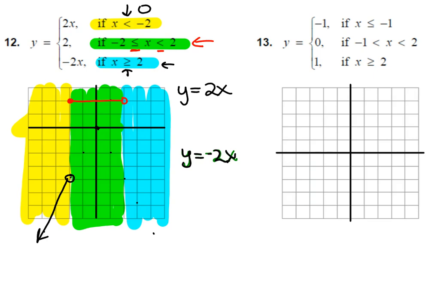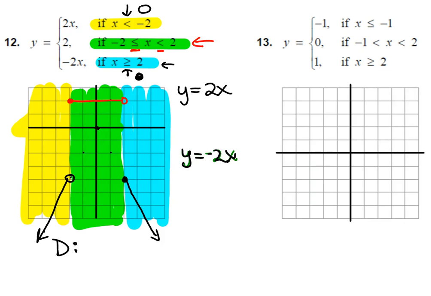I have a greater than or equal to, so that tells me I'm going to have a solid circle on the line. And then I'm just going to connect the dots. So now I have 3 different equations graphed all on the same thing. Now once I've done this, they want me to talk about the domain and the range.